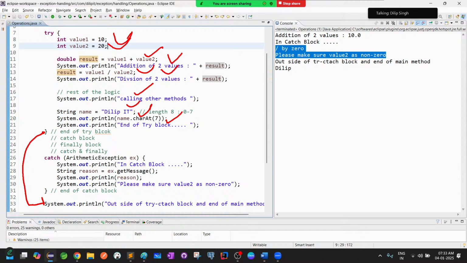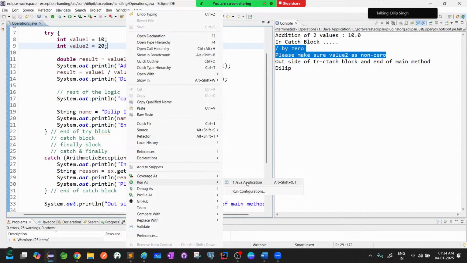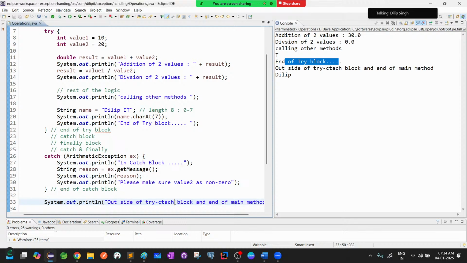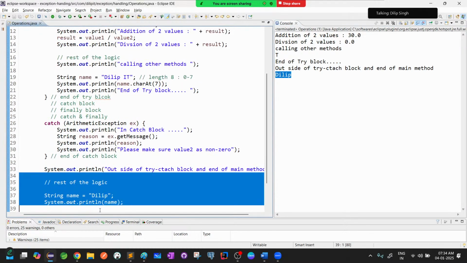So now the output you will see after the end of the try catch block is this line and the rest of the logic available. You can't say this logic is not executed. 0%. Why? No exception. So that is the point we have to understand as of now: when an exception comes, only then does the catch block come into the picture. Okay, that is also cool. So see here, it calls other methods till the end of the try block, then moves outside of the try catch blocks, and then the rest of the logic is executed.